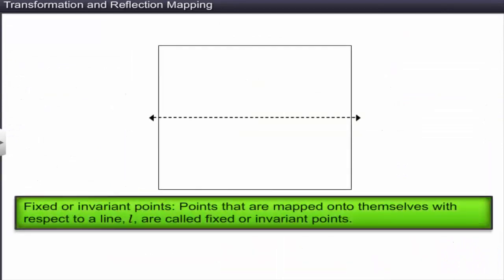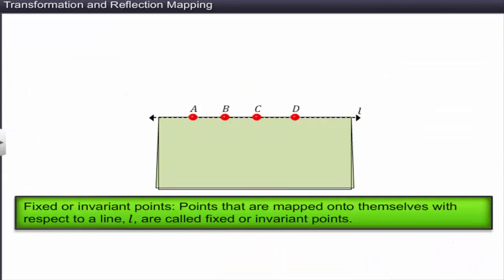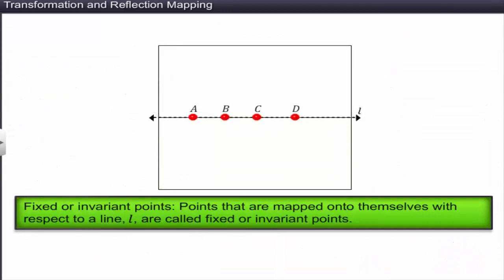Points that are mapped onto themselves with respect to a line L are fixed or invariant points. Points lying on the line itself are fixed or invariant points, since they are mapped onto themselves with respect to the line. Let us consider points A, B, C, and D on line L. On folding the line along itself, the reflections of points A, B, C, and D are the points themselves. Line L, in this case, is known as an invariant.